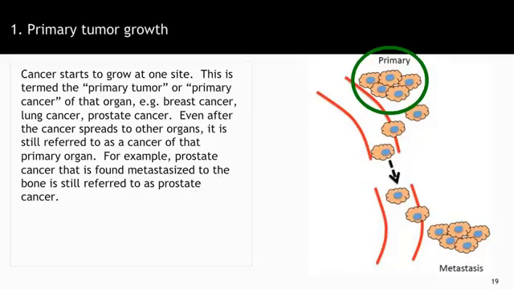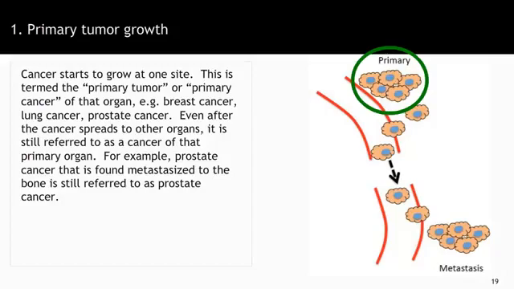Primary tumor growth. Cancer starts to grow at one site. This is termed the primary tumor or primary cancer of that organ. For example, breast cancer, lung cancer, prostate cancer. Even after the cancer spreads to other organs, it is still referred to as cancer of that primary organ.